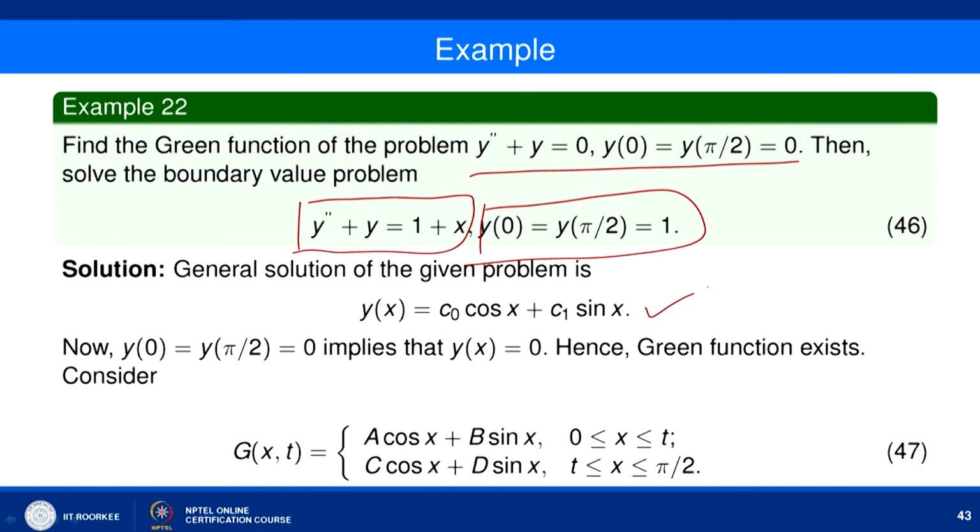and if you solve that we have y(x) equal to c0 cos x plus c1 sin x. If you look at these boundary conditions, y(0) equal to 0 equal to y(pi/2), we have only a trivial solution. So it means that the homogeneous problem with homogeneous boundary condition has only a trivial solution. So by the first theorem which we discussed in the beginning of the lecture, in this case the Green's function exists, and with the help of the Green's function we can solve the non-homogeneous problem.